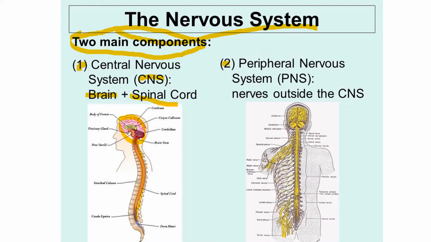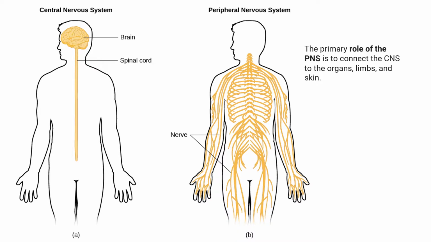Whereas the second main portion of the nervous system is the peripheral nervous system, or the PNS. That's simply all the nerves outside of the central nervous system, or the CNS. As you see here, these are more so the peripheral nerves. Again, another schematic: central nervous system, CNS, brain, spinal cord.